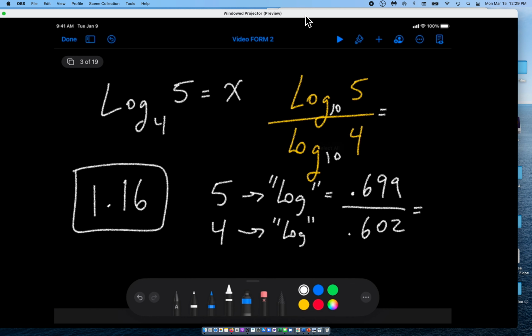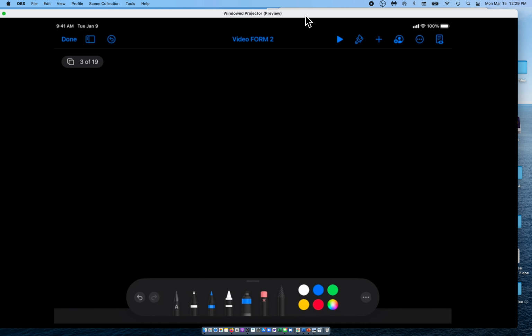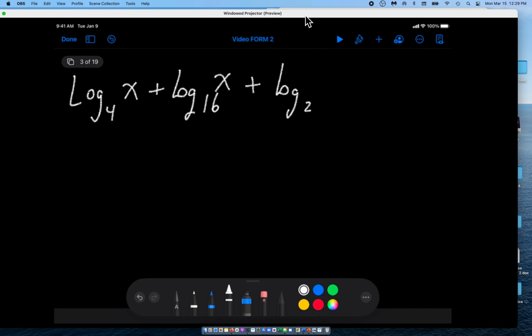Okay, for our last problem, we're going to use a combination of techniques that we've just learned. So let's look at this problem here. We have log to the base 4 of x plus log base 16 of x plus log base 2 of x equals 7.